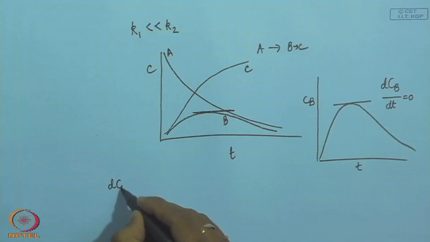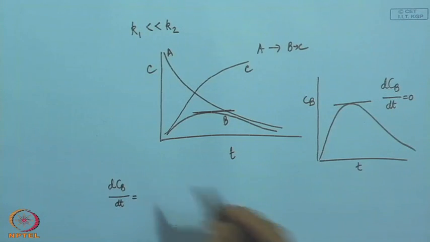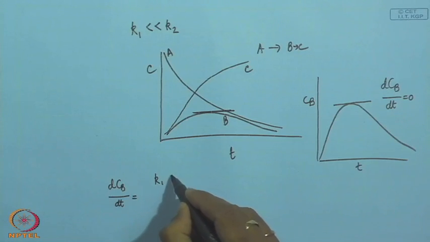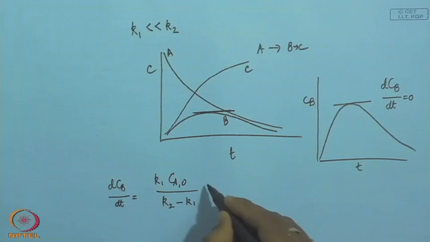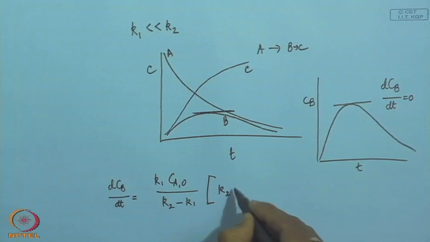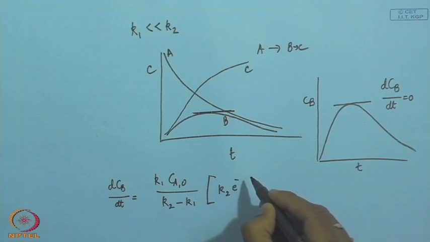So, dCB/dt is equal to K1 CA0, recall earlier slides, over K2 minus K1, then exponential of minus K1 t minus exponential of minus K2 t. Okay, let us go back to the earlier slide.